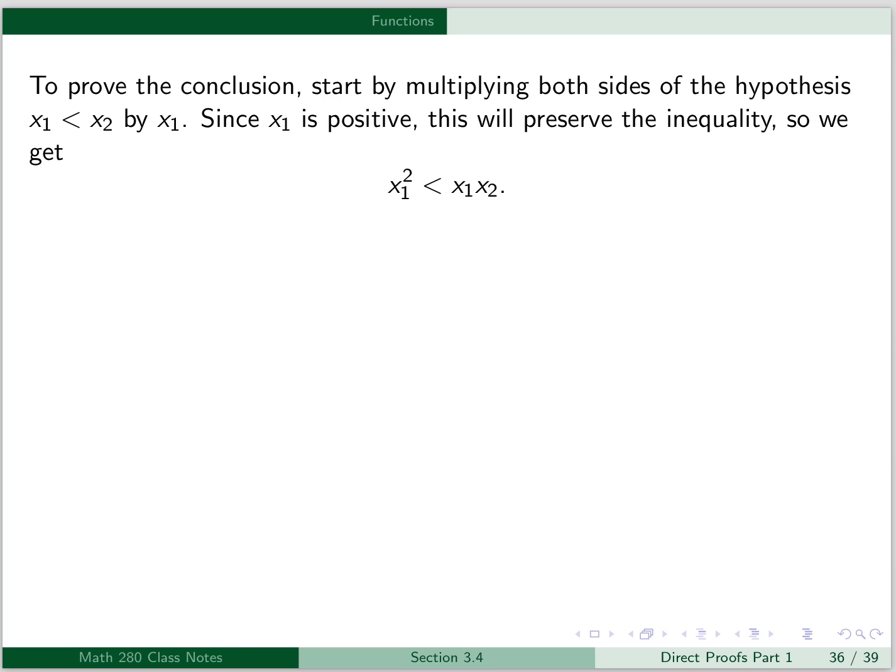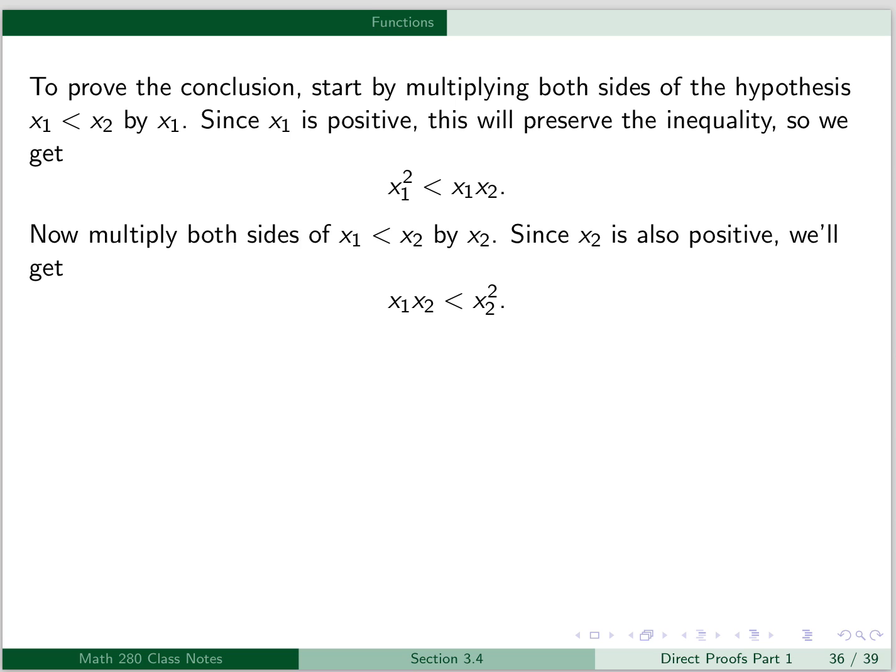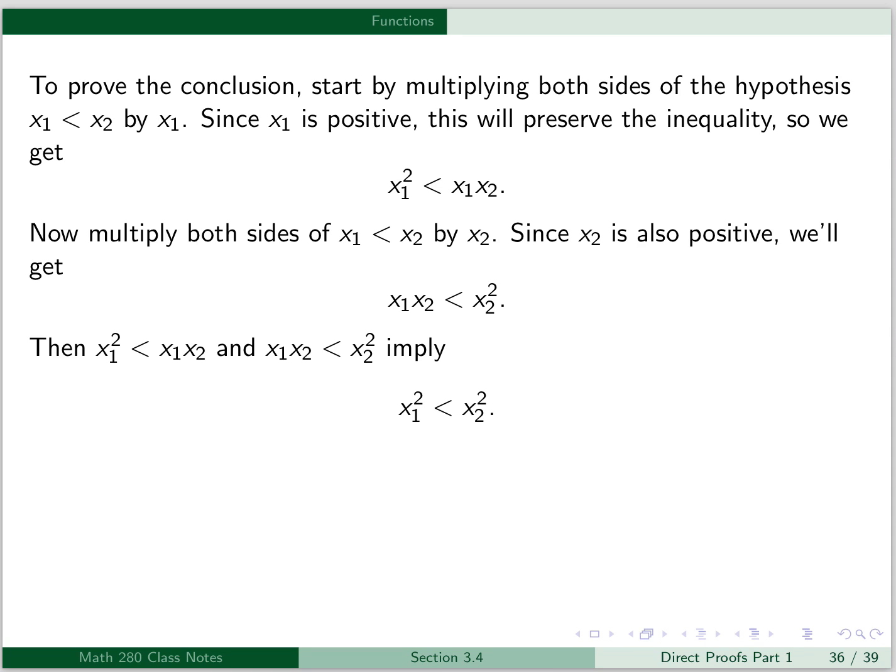To prove the conclusion, we're going to start by multiplying both sides of the hypothesis x1 less than x2 by x1. Since x1 is positive, this will preserve the inequality, so we get x1 squared is less than x1 x2. Now multiply both sides of our hypothesis x1 less than x2 by x2. Since x2 is also positive, we'll get x1 x2 is less than x2 squared. Then these two inequalities, x1 squared less than x1 x2 and x1 x2 less than x2 squared, imply x1 squared is less than x2 squared.